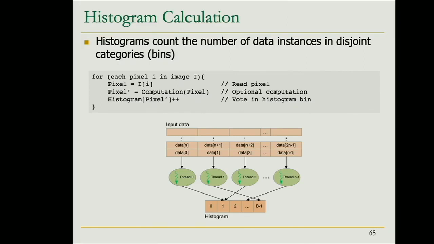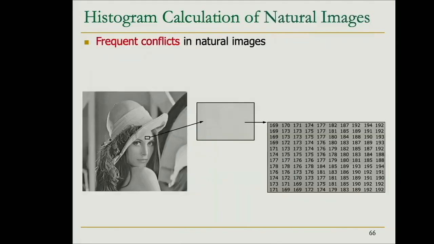So that's going to be an atomic conflict, right? And this entails serialization, and the performance of the program might go down very quickly. And this is very frequent in histogram computation of natural images. Why is that? Because it is very likely that these pixels have the same value, right?